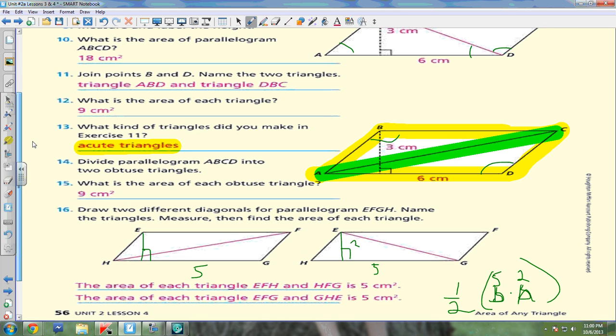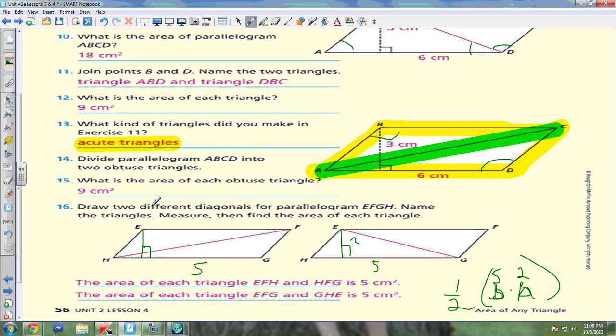Okay, and then that's having you do the exact same thing with 14 here. Divide parallelogram ABCD into 2 obtuse triangles. So now they're making obtuse triangles right here and right there. The formula is still half base times height, so the base is still 6, the height is still 3. 3 times 6 is 18. Half of that would be 9 centimeters squared. Okay.